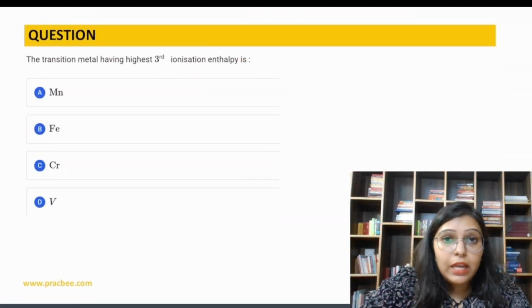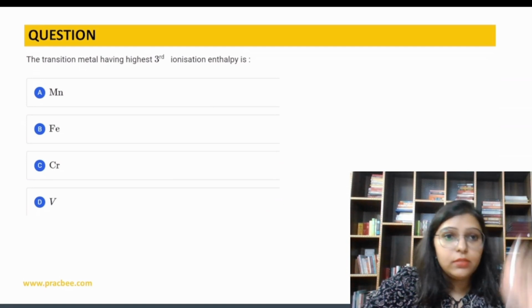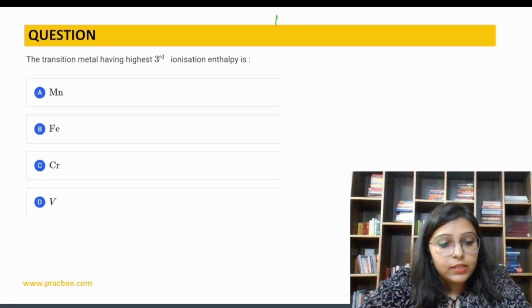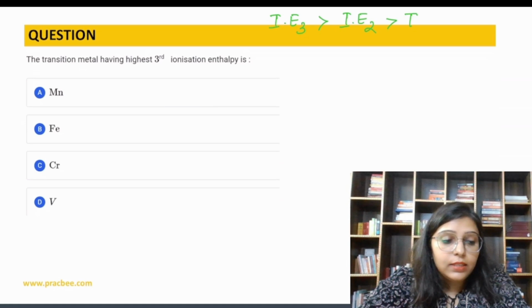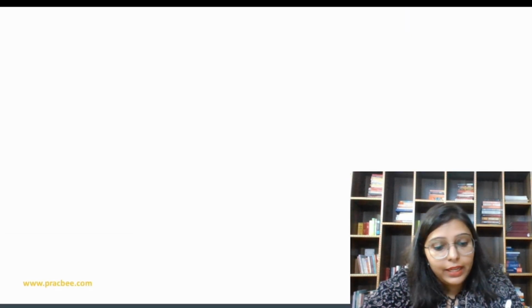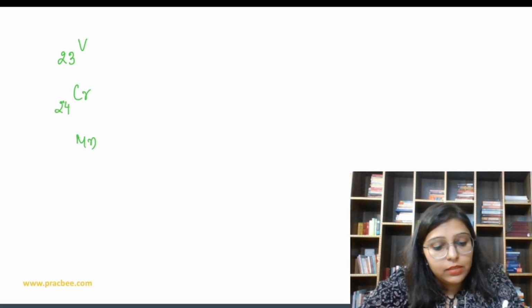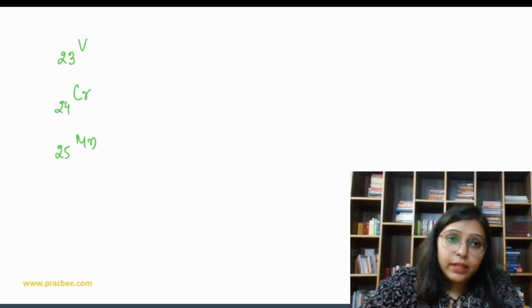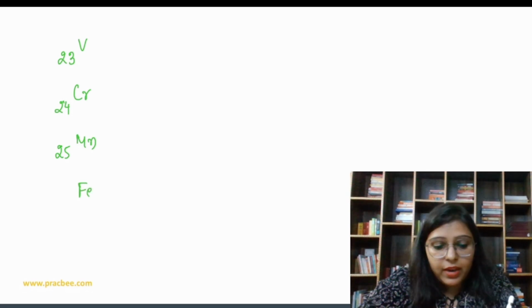The transition metal having the highest third ionization enthalpy. So we know that electrons are removed in a stepwise manner, right? Stepwise manner. So ionization enthalpy 3 is always greater than ionization enthalpy 2, and in comparison to ionization enthalpy 1. So we have these: manganese, iron, chromium, vanadium. So look, scandium, titanium, vanadium 23, then chromium, then manganese 25, and then we have iron.